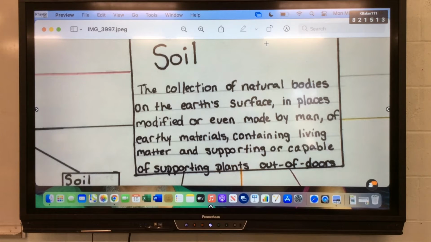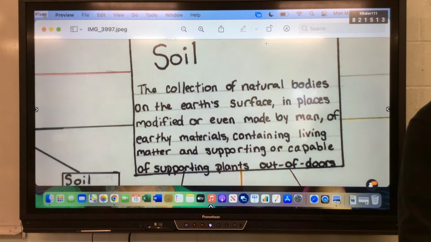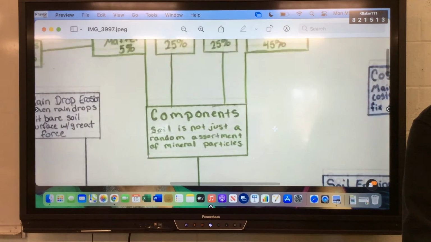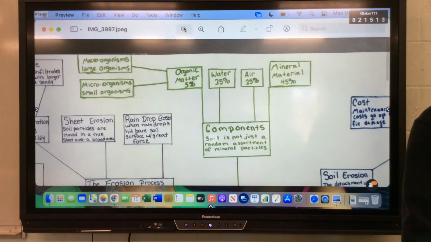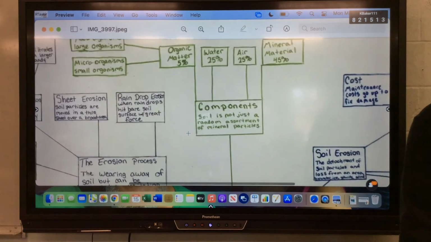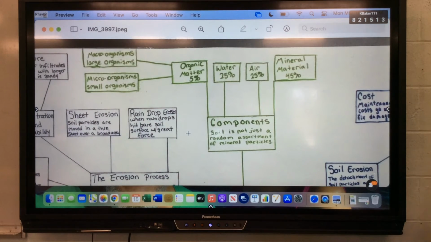So if we want to really see what makes soil up, one thing we can do is scroll upward in our little diagram here, and you get to the little green place. See how this works like an organizer? And it talks about the components of soil, right? Now these are general components. Different soils vary a little bit. But in general, soil is made up of 4 components.